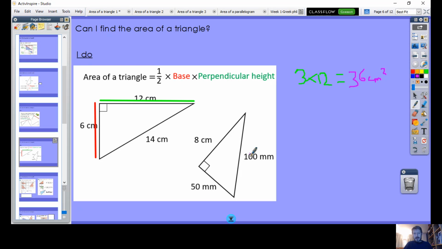Okay. Now see if you can work out the area of this triangle here. This one has got slightly more difficult for you because 2 of the lengths have been given in millimeters rather than centimeters. But if you divide it by 10, you convert it into centimeters. Okay, so pause the video and calculate the area of this triangle.